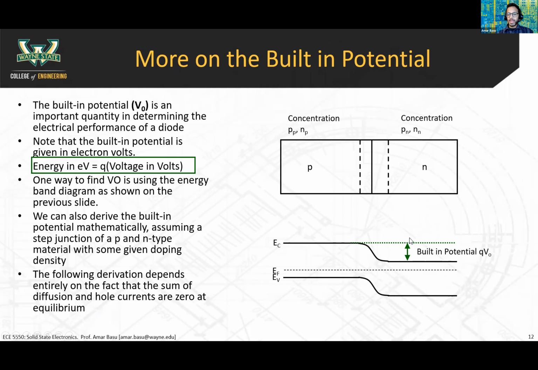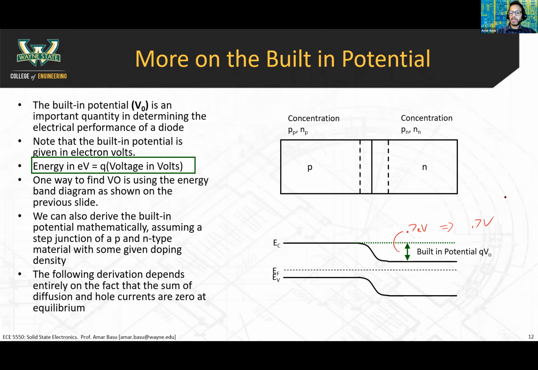It turns out that this distance here in the energy band diagram is the built-in potential. This gives you the built-in potential. And I'll give you an example here. For silicon, let's say, this distance here will typically be around 0.7 electron volts, somewhere around there. And 0.7 electron volts means that in the real world, the actual built-in potential of the diode will be 0.7 volts.